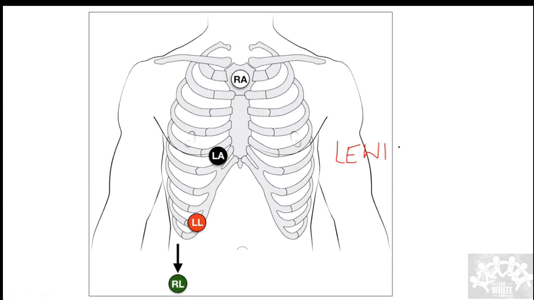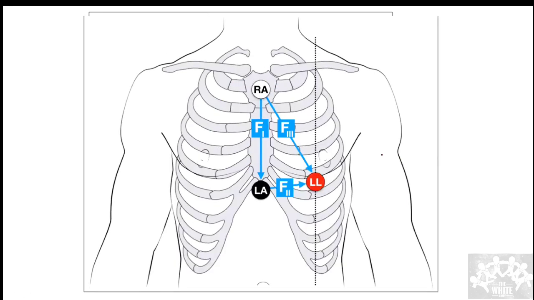The Lewis lead is used to identify some atrial arrhythmias. Many times the heart rate is fast and sometimes you may not pick up the P wave. So the Lewis lead can help at that time.